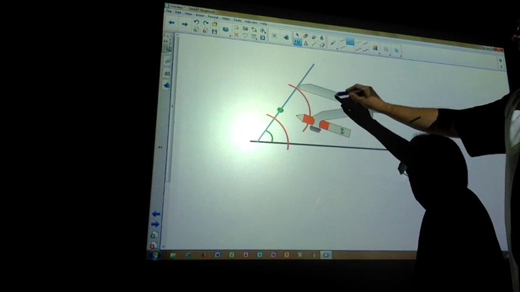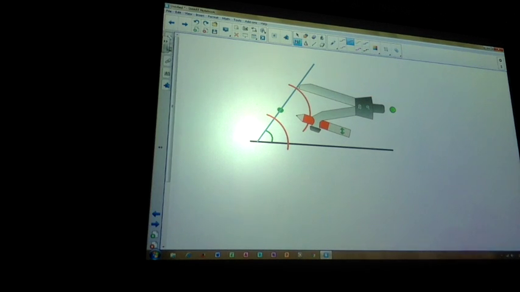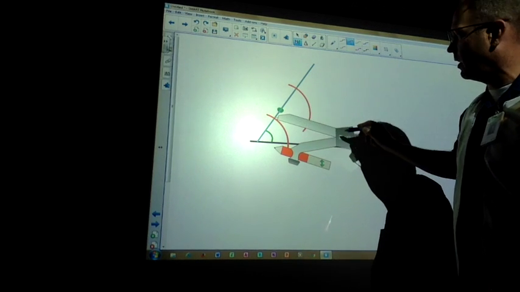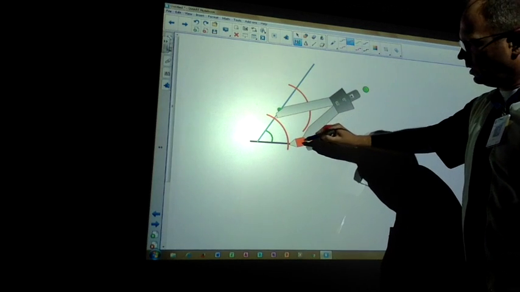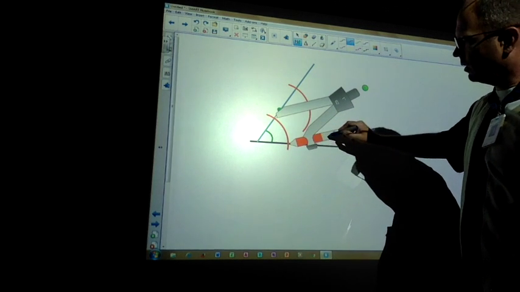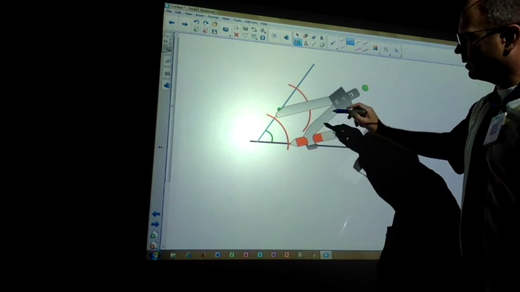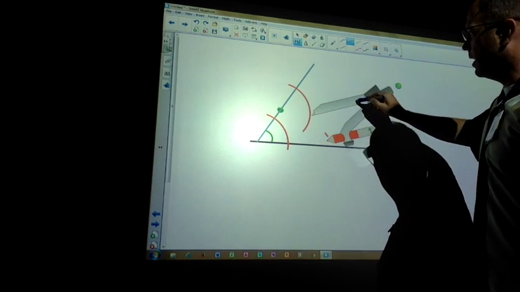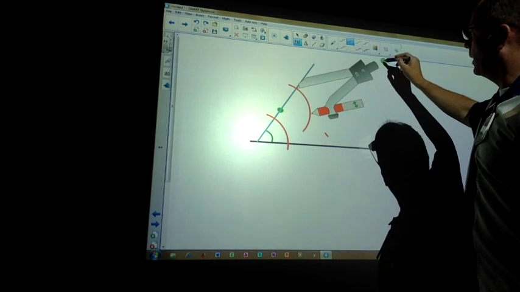How do I know where to swing it, though? There's one last distance you need to measure. There you go. I have to measure my original arc distance. So from here, using my compass, I need to measure that distance. Okay, I have to measure that distance. Okay, move my compass off, come up here, swing an arc.